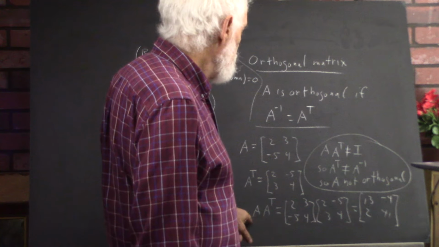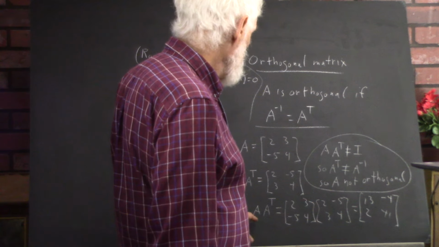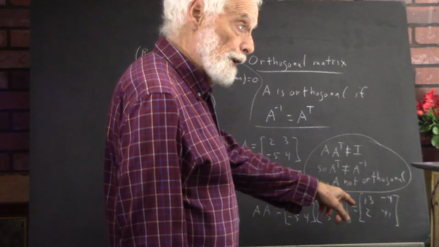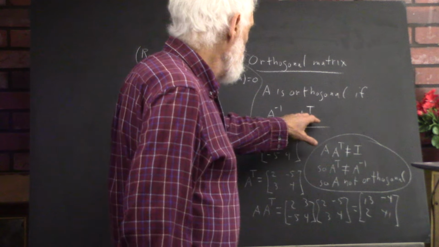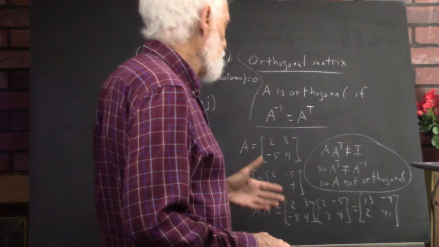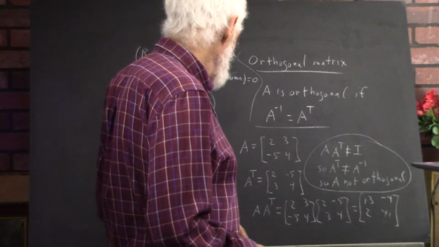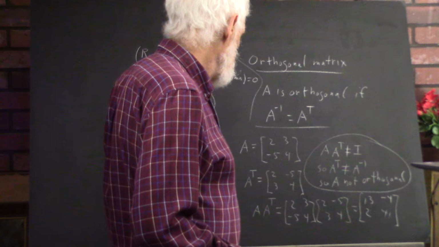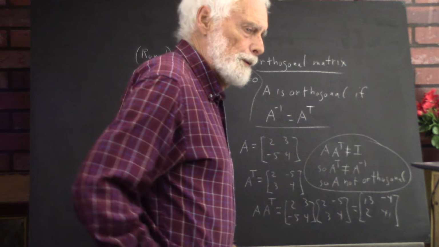Now you could get away with doing it this way. Just multiply A by its transpose and see if you get the identity. Better if you actually invert the matrix and look at that product, okay? But it's going to come out pretty much the same either way.